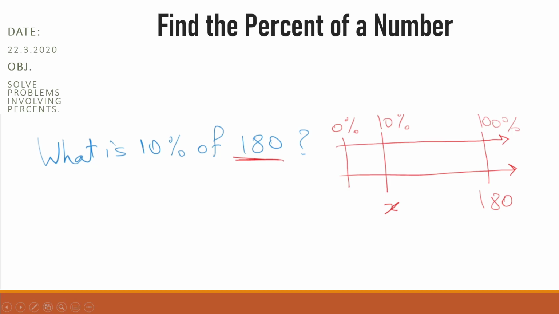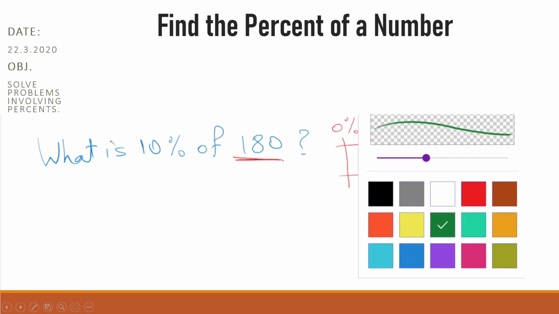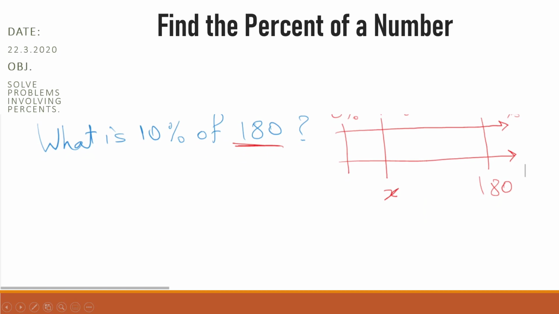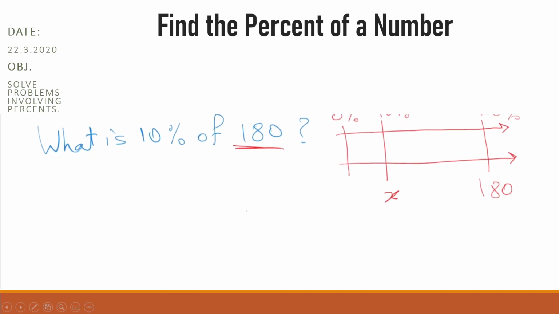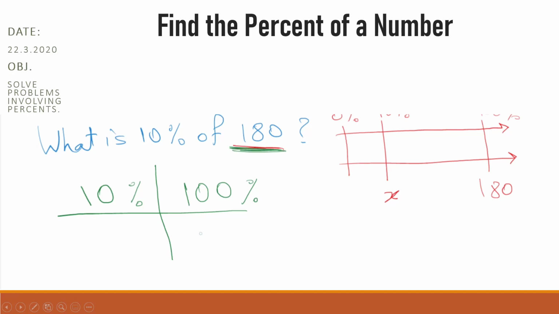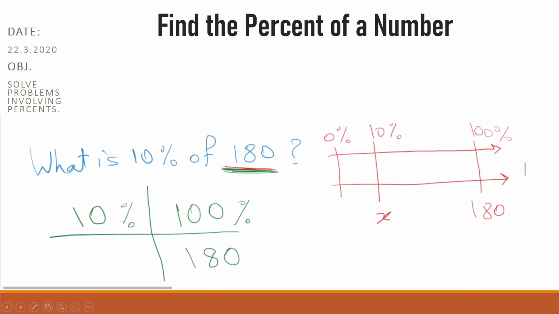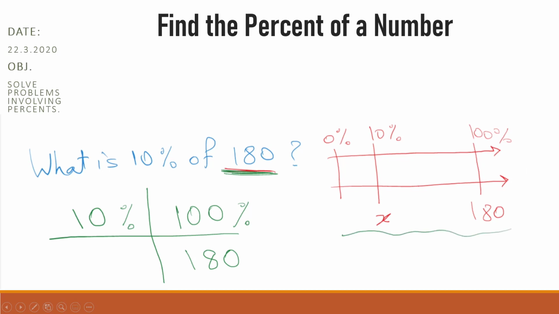To do that, we can use fractions, and we can use the number line itself, and also we can use tables. And that's what we are going to do now. Let's see how to do that. We're going to make a table like this, and write here 10%, and here 100%, and 180 is equivalent to 100%. So this is the same as the number line.